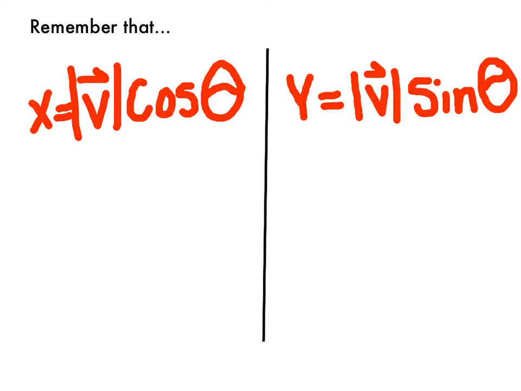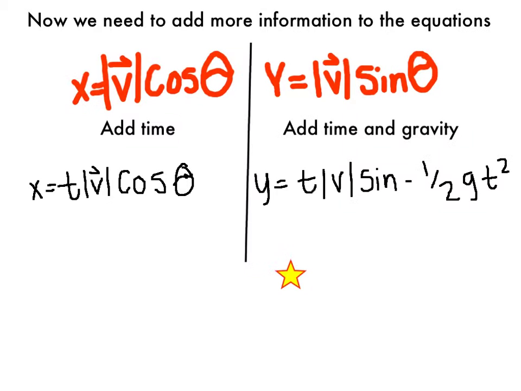Remember in the previous video when I showed you guys how x equals velocity times cosine theta and y equals velocity sine theta? Well, we're going to use these to show how far the discus has been thrown. Now we need to add more information to complete the equations.